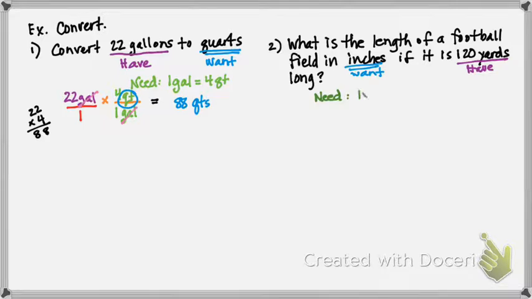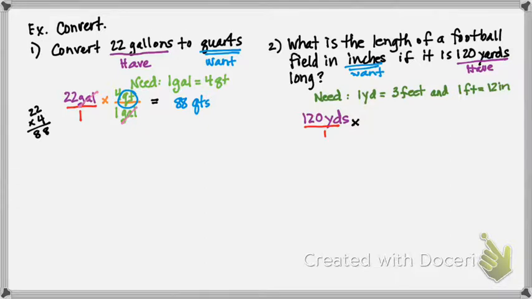Let me think about it. My chart, I know that 1 yard is the same as 3 feet. Okay, that's great, but that doesn't get me to inches. So then I need a second conversion. So I also need 1 foot is the same as 12 inches. Okay, now we can get this. So we start with what we have. We get 120 yards. So I'm going to make it a fraction by giving it a denominator of 1. And then I'm going to multiply. Now, first thing I do is I want to make the yards go away.